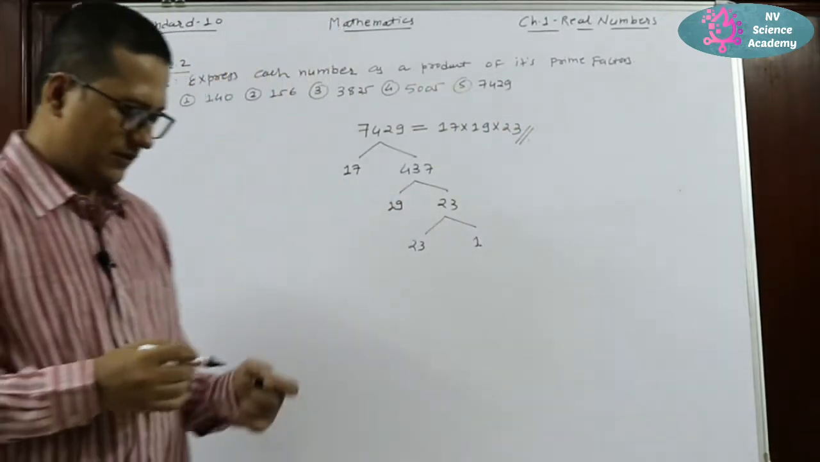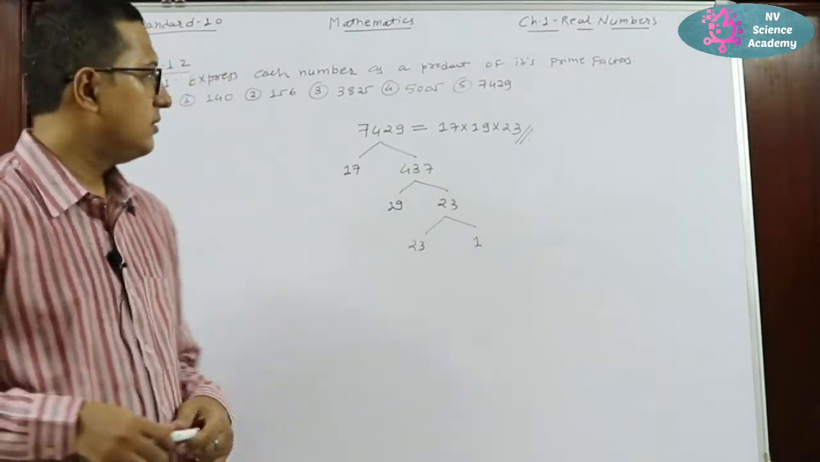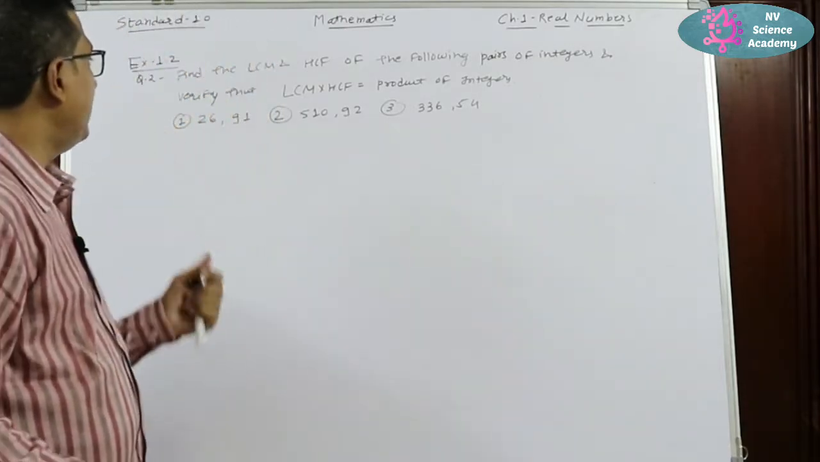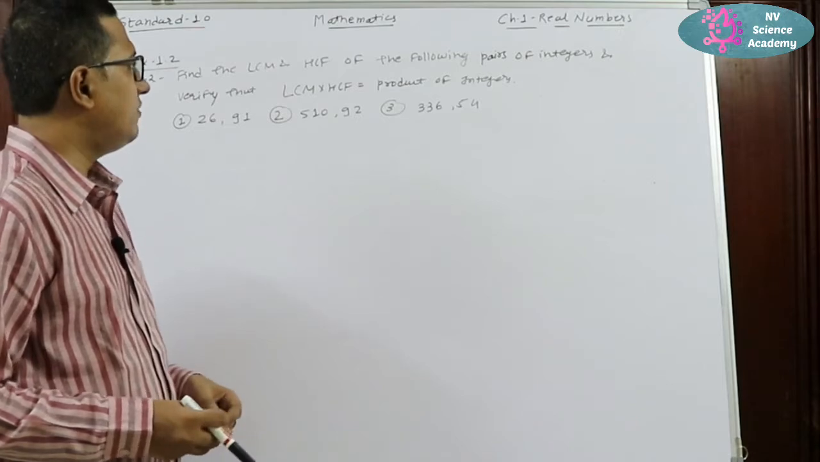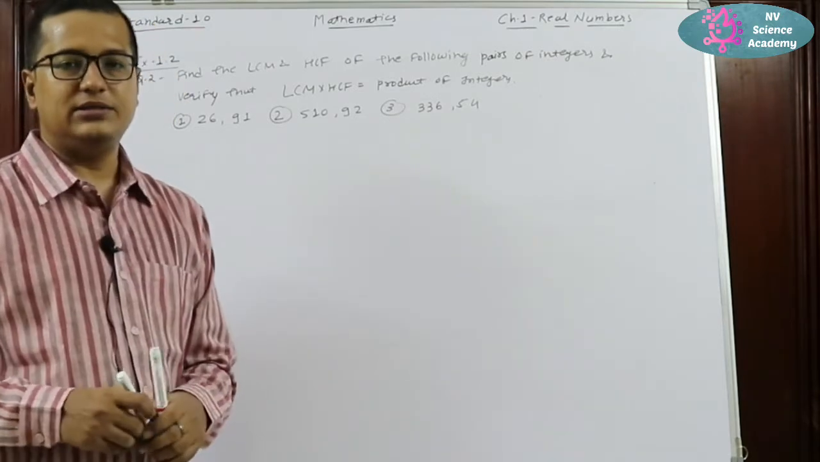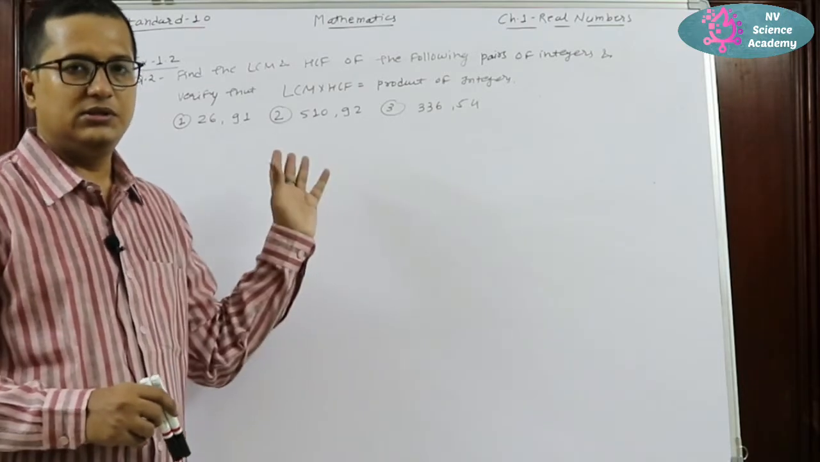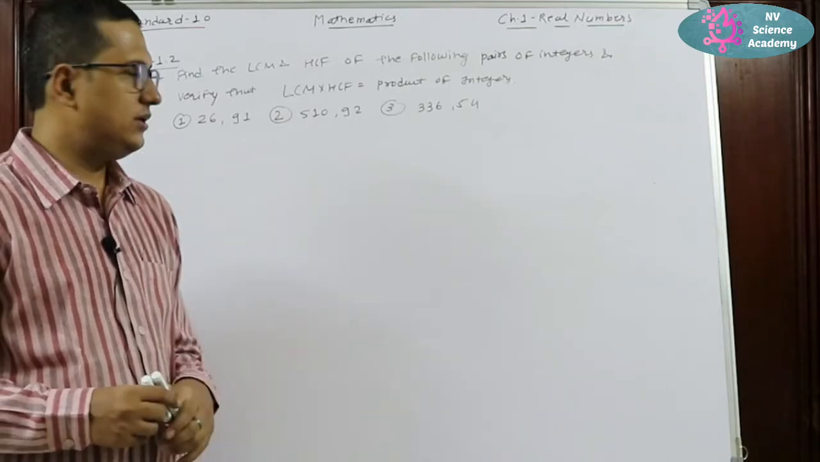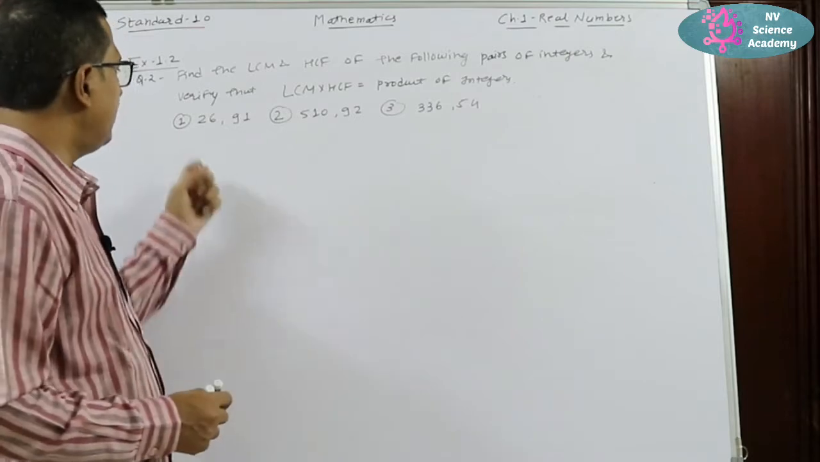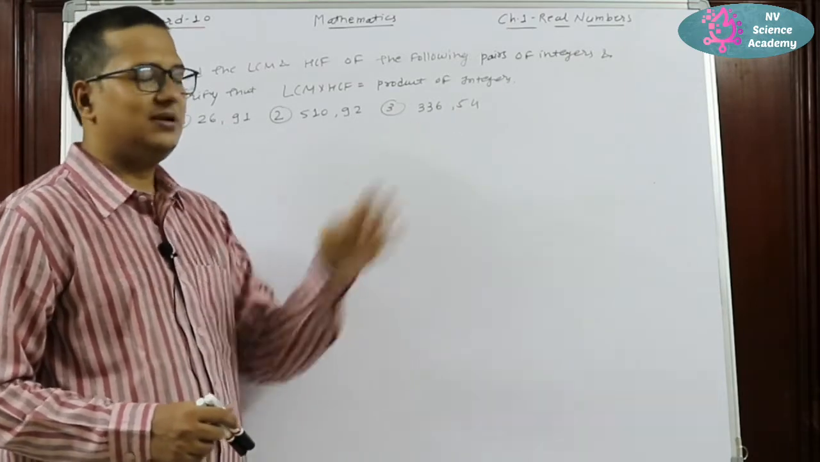So here we have completed the first question of exercise 1.2. Now the second question of exercise 1.2. Find the LCM and HCF of the following pairs of integers and verify that LCM multiplied by HCF is equal to the product of the integers. This is the same equation that we have seen in the theory portion. They have given us three pairs. First is 26 and 91, second pair is 510 and 92, and third pair is 336 and 54.